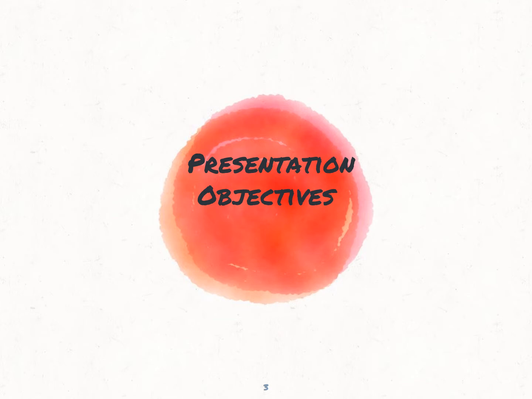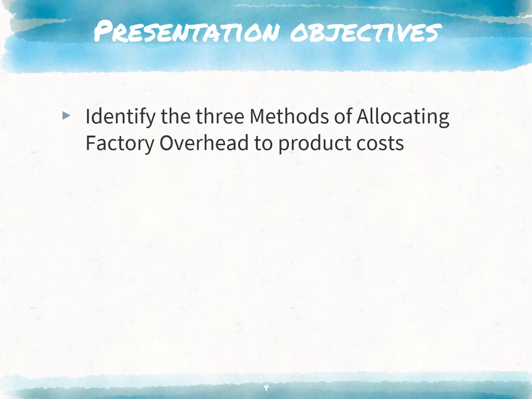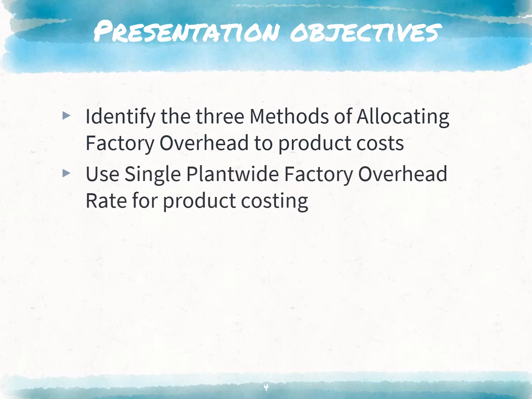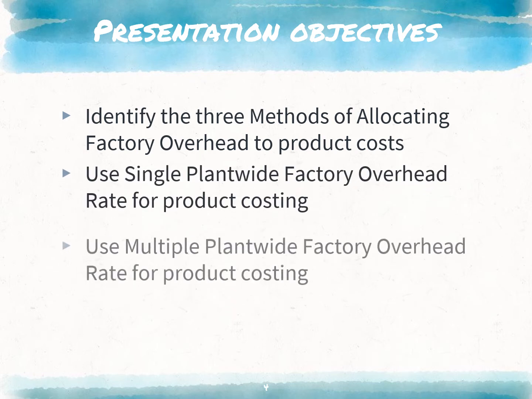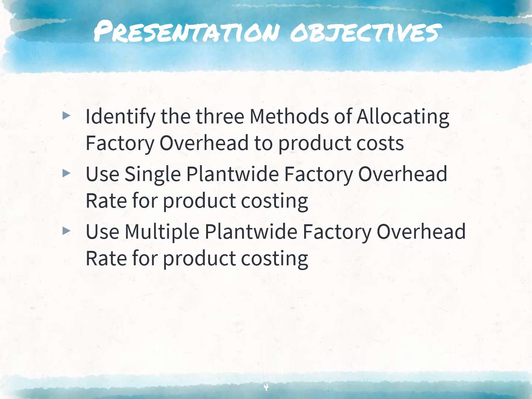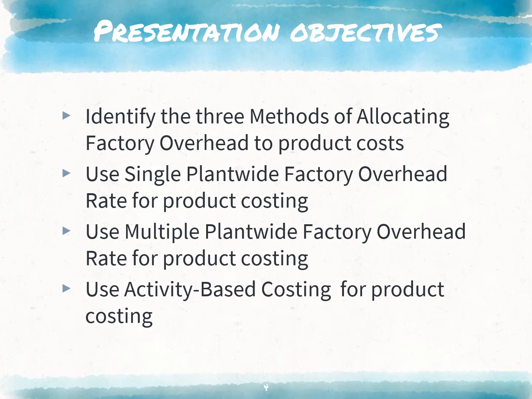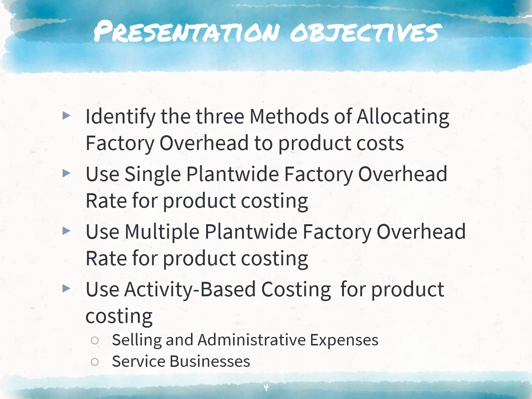These are the objectives of my presentation. Identify the three methods of allocating factory overhead to product cost. Use single plant-wide factory overhead rate for product costing. Use multiple plant-wide factory overhead rates for product costing. And use activity-based costing for product costing, also in selling and administrative expenses and service businesses.